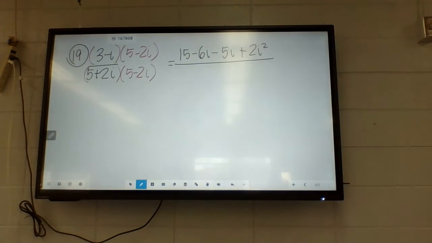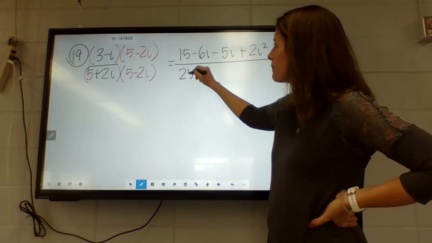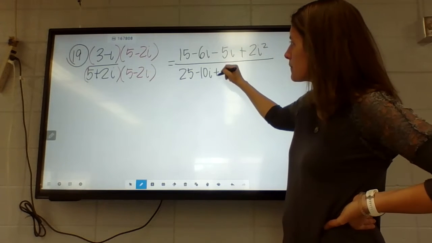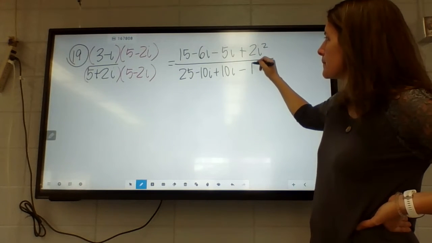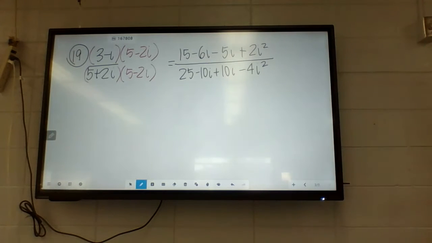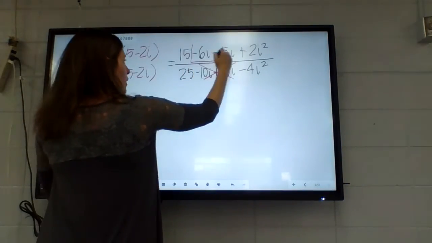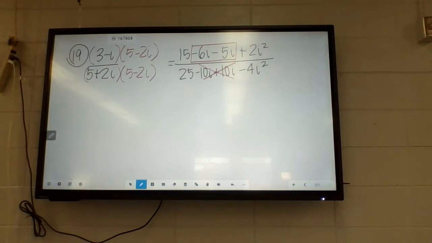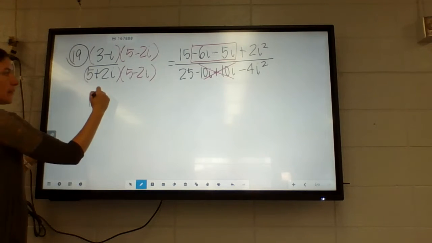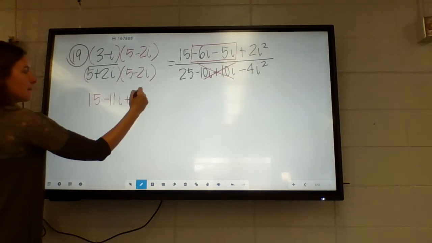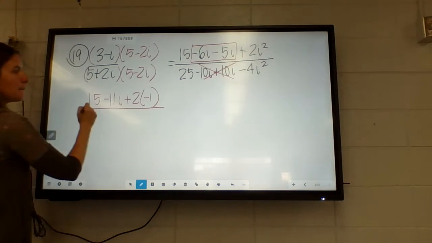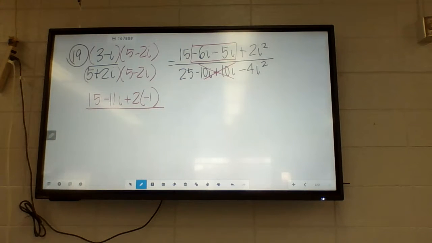So I FOILed up on top, and then I'm going to do the bottom as well. On the bottom, these 10 i's cancel, which is what we want to happen. On the top, we have some things we can combine, and we're going to get rid of the i squareds. So I put in -1 for i squared on top, and we'll simplify that a little bit more.